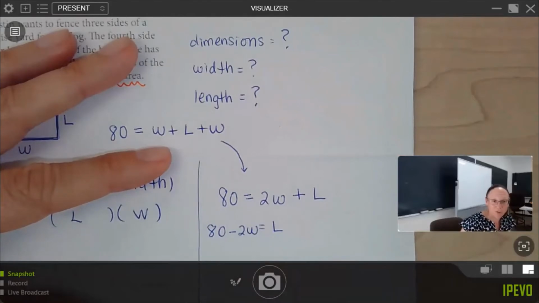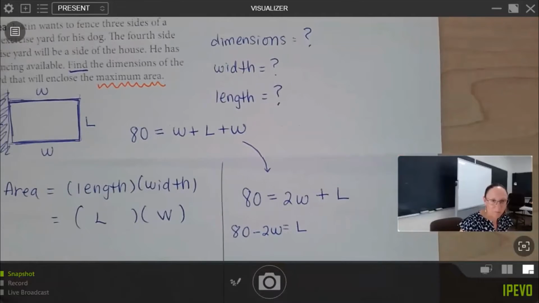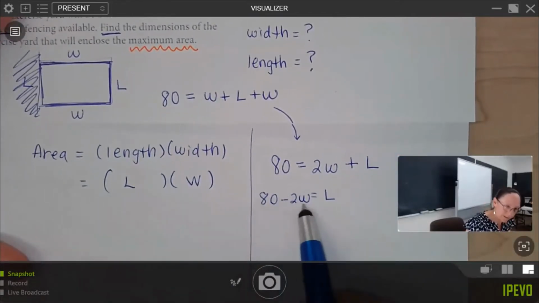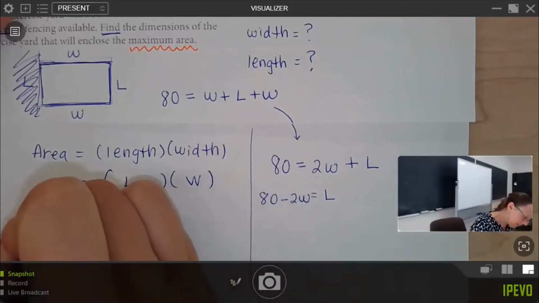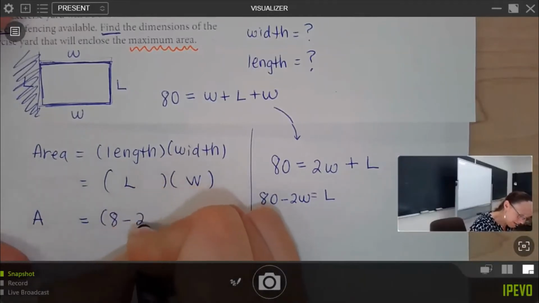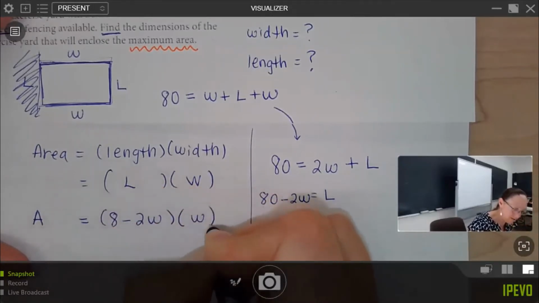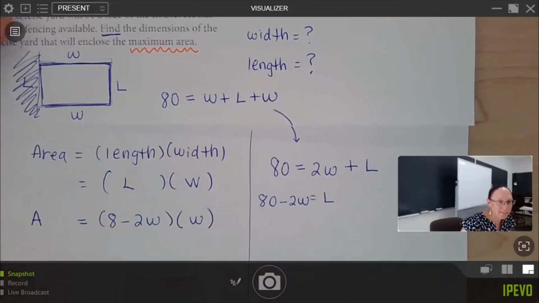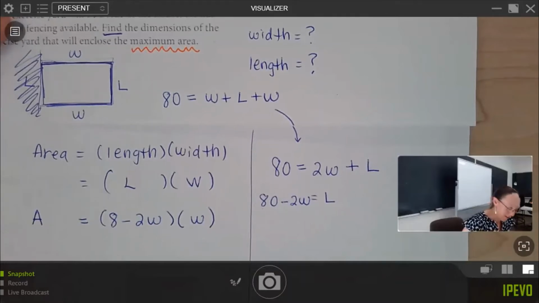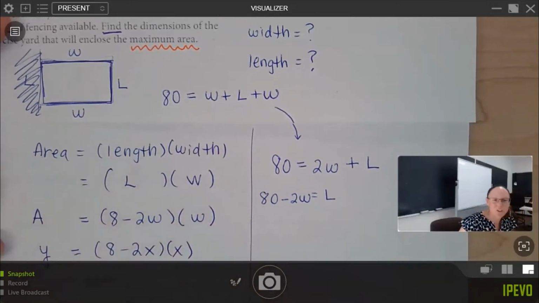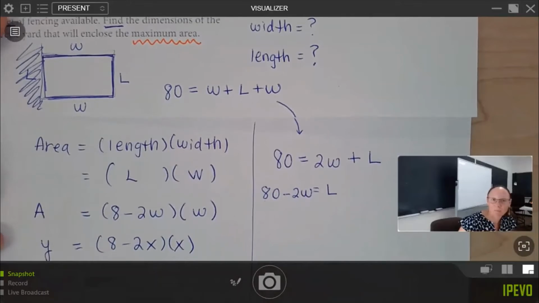The reason that's helpful is now if I look at my area equation, but I replace L with 80 minus 2W, then I can say that my area is equal to 80 minus 2W times W. And even though that might not look like the equation of a parabola, if I were to call my A y and I were to call my W x, it is the equation of a parabola in factored form.